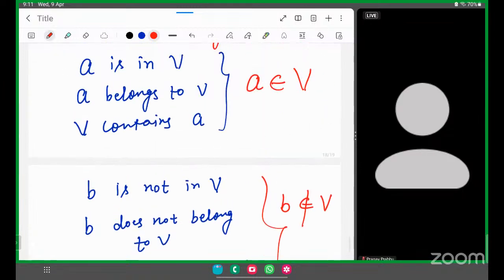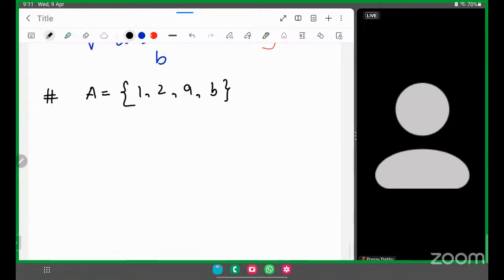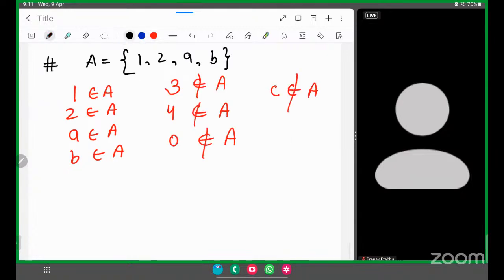For example, we have a set A, which is {1, 2, a, b}. So we can write that 1 belongs to A, 2 belongs to A, a belongs to A, and b also belongs to set A. On the other hand, 3 is not in set A, so 3 does not belong to set A. 4 does not belong to set A, 0 is not in it, so 0 does not belong to set A. c does not belong to set A. Understood?